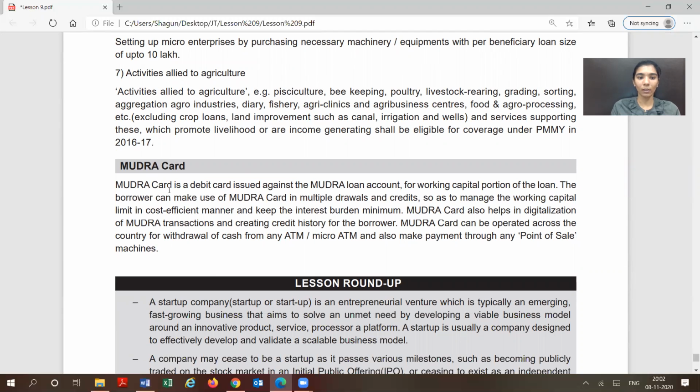मुद्रा कार्ड भी देता है ये मुद्रा बैंक्स. व्हाट इज इट? मुद्रा कार्ड इज अ डेबिट कार्ड विच इज इशूड अगेंस्ट द मुद्रा लोन फॉर वर्किंग कैपिटल. जस्ट एज आप डेबिट कार्ड यूज करते हो, उसको स्वाइप करते हो, आपको जो मनी होता है डे टू डे एक्सपेंसेस के लिए यूज करते हो, वैसे मुद्रा लोन का डेबिट कार्ड होता है, उसमें वो आप यूज कर सकते हो, स्वाइप कर सकते हो फॉर द वर्किंग कैपिटल रिक्वायरमेंट. एंड दे कैन हैव मल्टीपल ड्रॉज एंड क्रेडिट.